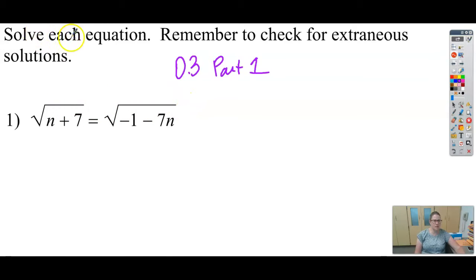Notice here it says to solve each equation, and then it says remember to check for extraneous solutions. What that means is sometimes you may get solutions that aren't actually solutions, and that's because of the nature of taking square roots of variables and the fact that a negative number, when you square it, will still come out positive. Those things make it so sometimes we get solutions that are not accurate when we have radicals involved. So in order to deal with that problem, we need to check for extra solutions. I'll show you how to do that, but first, let's go ahead and get going on solving this.